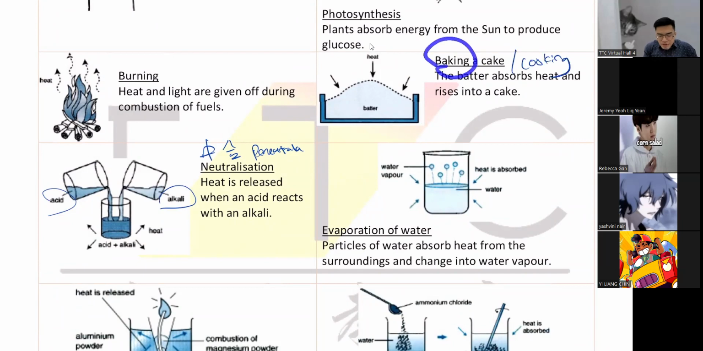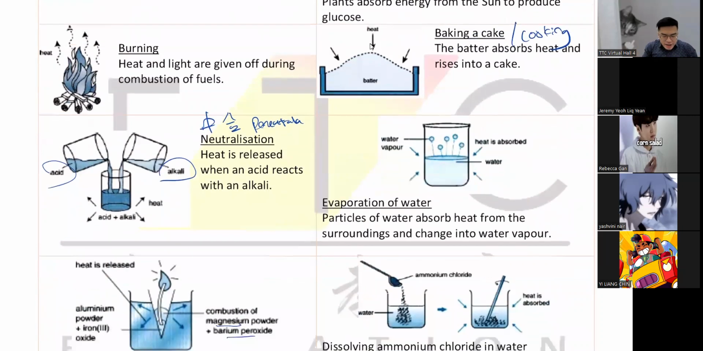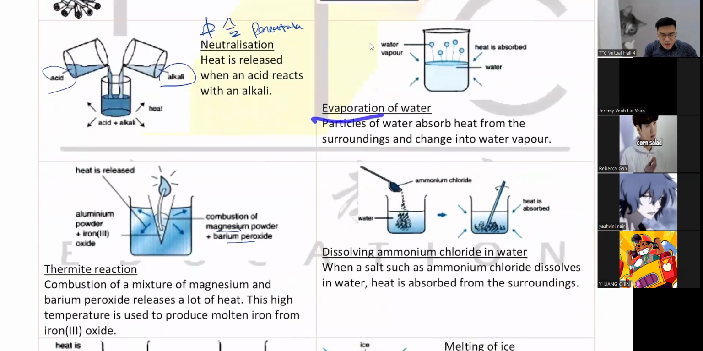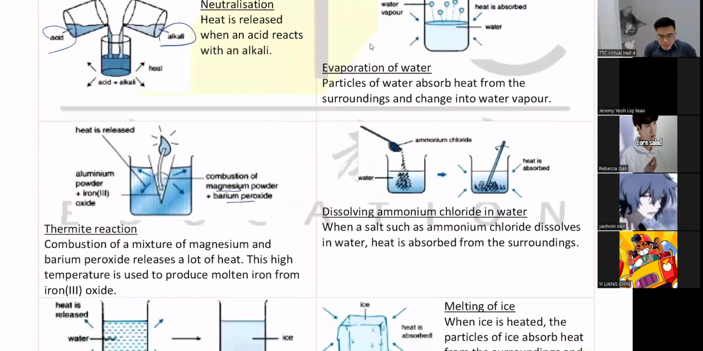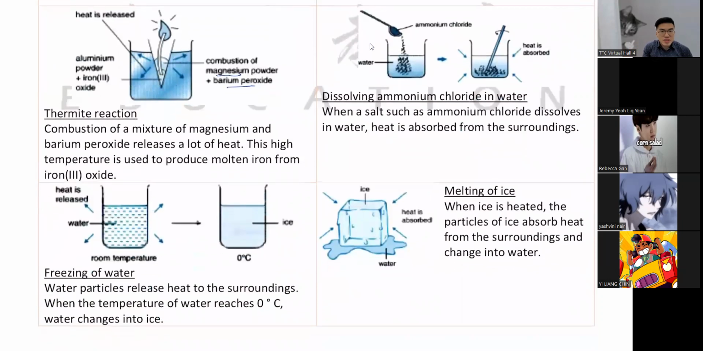When you are baking, you are cooking, the food is absorbing the heat. So when they absorb heat, they become cold, right? So cooking and baking is endothermic. They absorb heat, and then evaporation of water. It's when they absorb heat, then they turn into gas. All right, evaporation again.